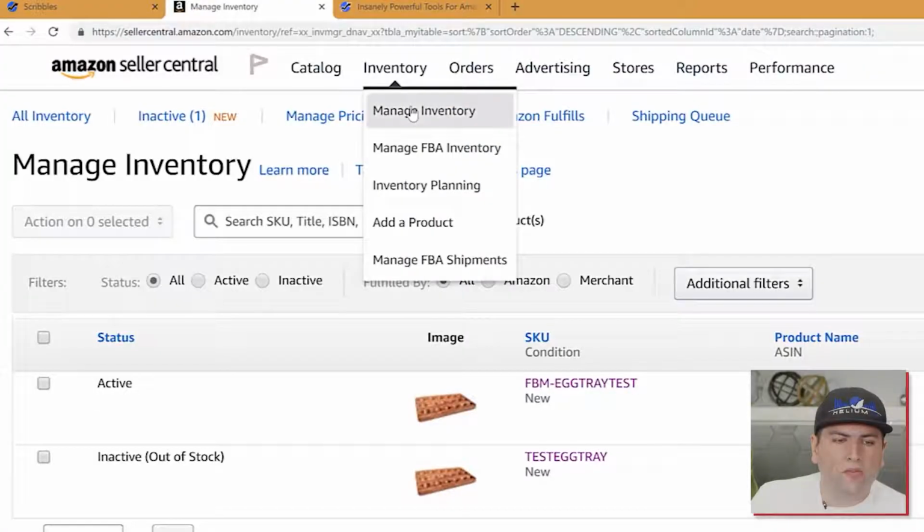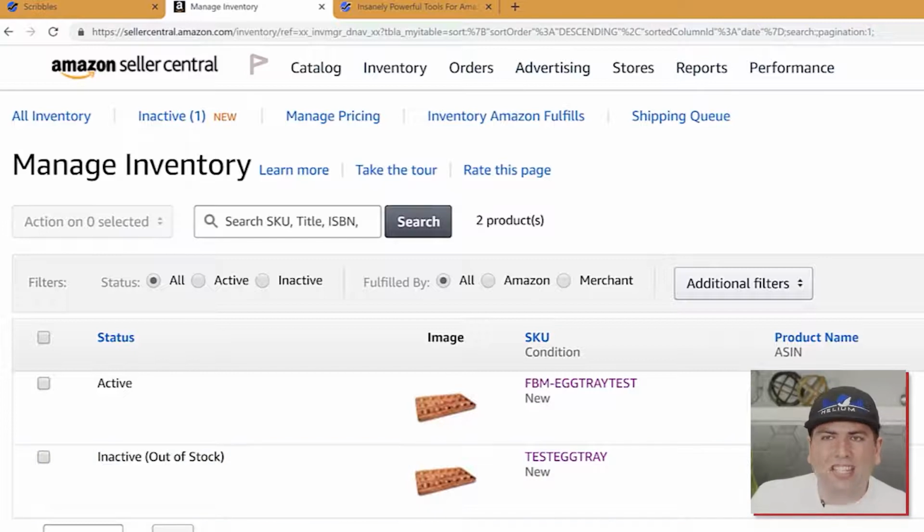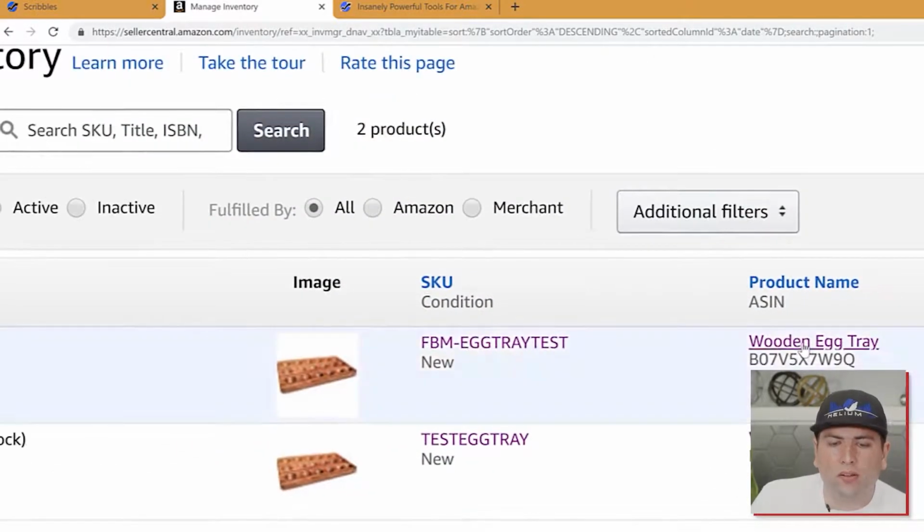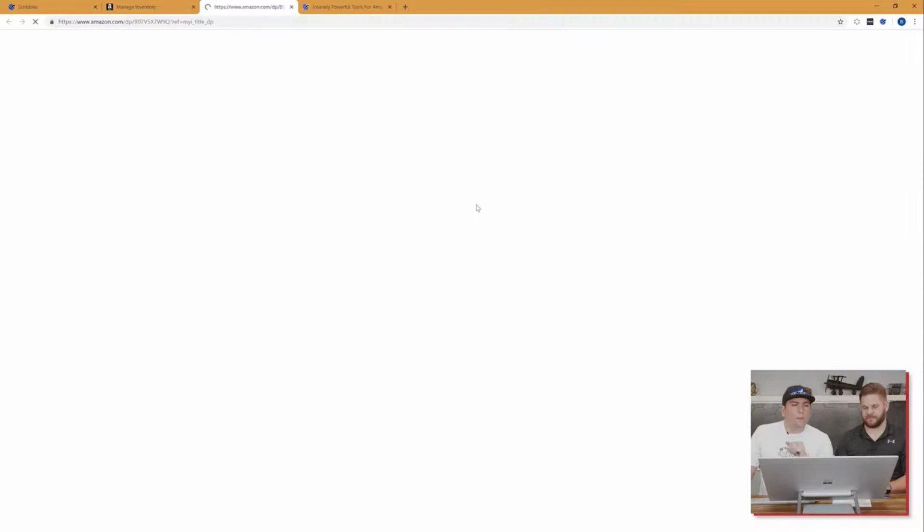Okay, so right here, what I did to get to this page, for those of you who aren't brand new, I went here into inventory, and then I hit manage inventory, and it's going to show those products that we created. So if I want to actually see it live in Amazon, it's kind of hard to find it in Amazon. So what you do is you go here to the column product name, and I'm just going to click the product title right here, and it's going to open it up in Amazon.